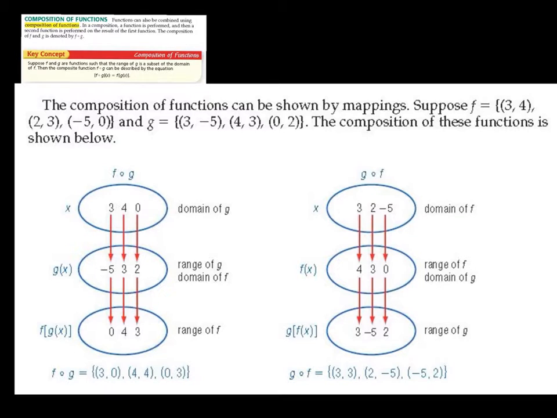The composition of functions can be shown by mappings. Suppose f equals (3, 4), (2, 3), (negative 5, 0), and g equals (3, negative 5), (4, 3), (0, 2). The composition of these functions is shown below. Okay, so if we wanted to find f of g, we start with, in f, we had a 3.